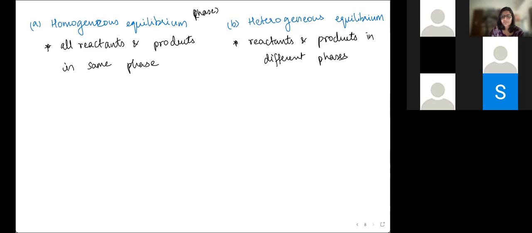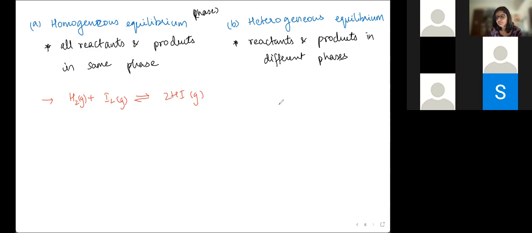So we have a couple of examples also here. H2 plus I2 gives 2HI, balance it. So all of them are in the gaseous state. Hydrogen is a gas, iodine is a gas, and the hydrogen iodide that's formed is also a gas. So this particular equilibrium would be a homogeneous equilibrium.